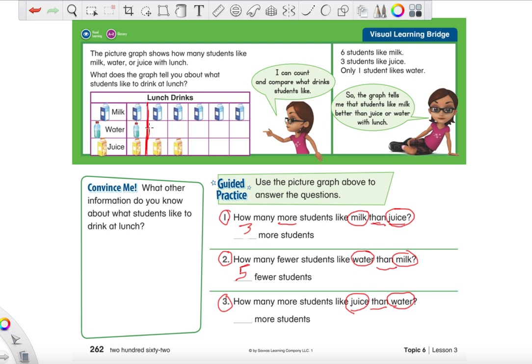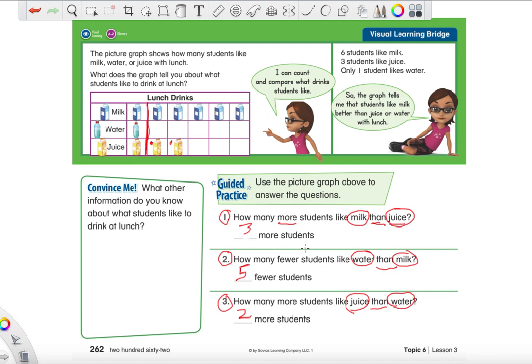So we know that water stops here, so we're counting the pictures after this line. And we're counting the juice. 1, 2. So we had 2 more juice than water. And that's it. That's all there is to it, guys. So don't overthink this. I'm not trying to confuse you.